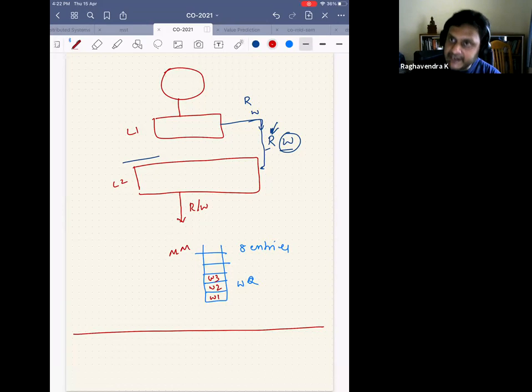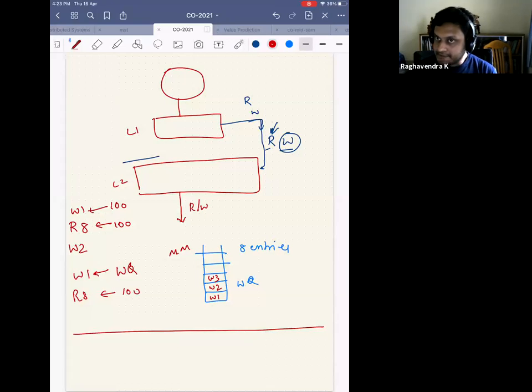Because if a read comes immediately, let's say my accesses were W1, which was a write to block 1, then a read to block 8, and then a write to block 2. Initially, if there was no write queue, this would have taken 100 cycles, then this would have taken another 100 cycles. But since this write 1 is now stored in the write queue, when R8 comes, it takes 100 cycles. So immediately I'm servicing the read.